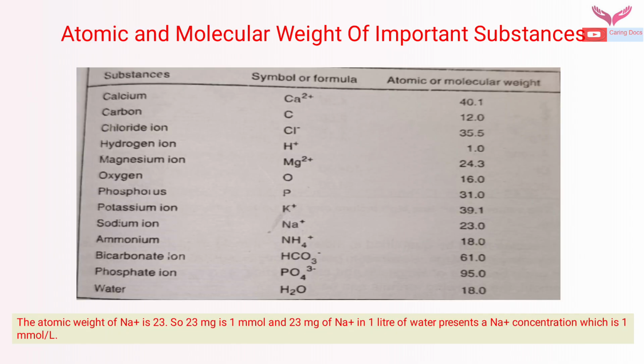This picture shows atomic and the molecular weight of important solutes in the body. Like calcium has an atomic weight of 40, chloride ion has 35.5, hydrogen has 1, oxygen has 16, potassium has 39, sodium ion has 23. So the atomic weight of sodium is 23, that is 23 milligram is 1 millimole, and 23 milligram of sodium in 1 liter of water presents as a sodium concentration which is 1 millimole per liter.